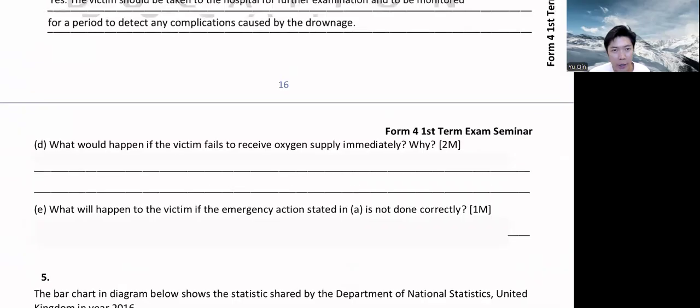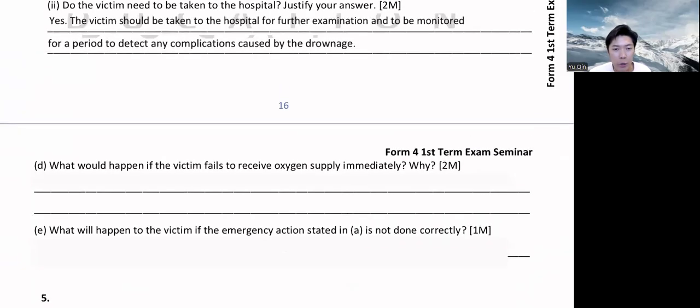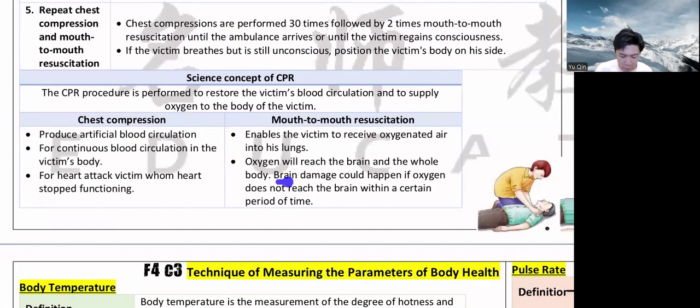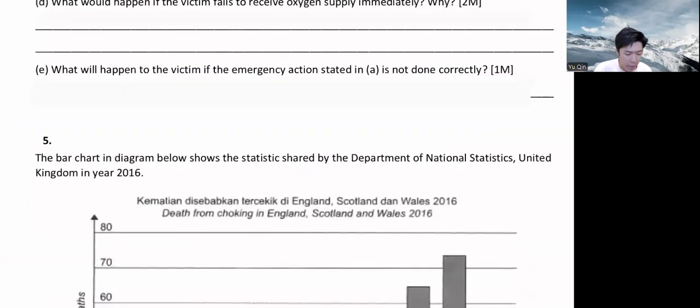Okay, so next page. What would happen if the victim failed to receive oxygen, and why? Oxygen is very important for the brain. So if you don't receive oxygen, brain damage could happen, or even death. Okay, brain damage could happen, or death.